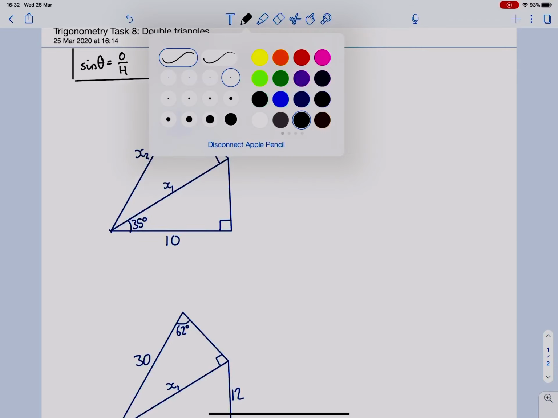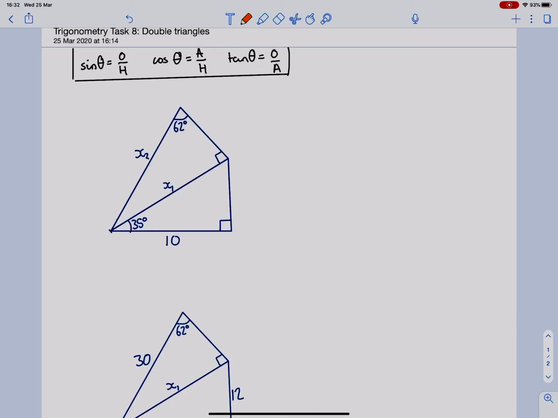So you start off by labelling the sides in the triangle like we've done before. x1, because it's part of this triangle and this triangle, is the side that's shared by both. The general rule is to use the triangle which x2 isn't in. So for this one, x2 is in this triangle, so we're going to use this triangle first. This gives us the information we need to find x1, as you'll see now. So if we label the sides, next to the 35, this side is the adjacent. Opposite the 90 degrees, this side is the hypotenuse.